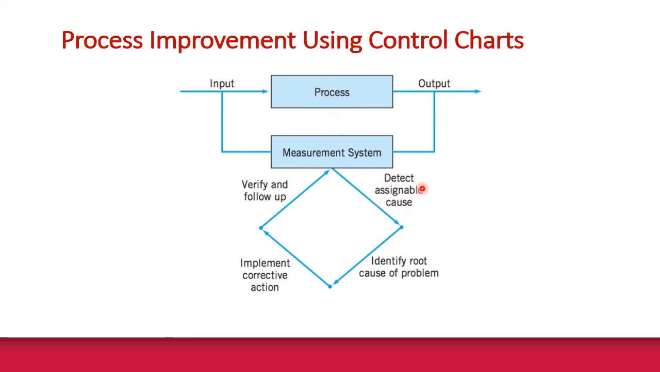If we detect assignable causes, we identify the root cause of the problem, we correct it, verify and follow up, and then we keep measuring. So this is a continual process, 24/7. We're always measuring, we're plotting on the control chart, we're trying to detect these assignable causes and correct them, so we can keep our process under control.